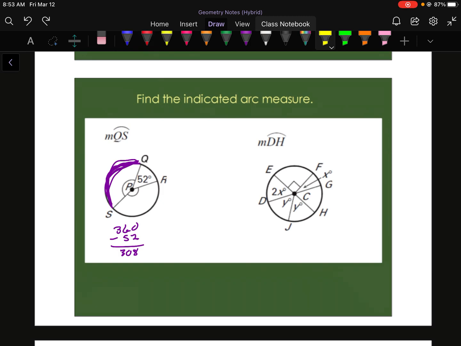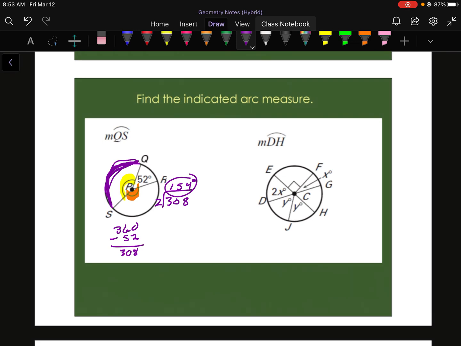Now, I don't know if you've noticed, but this little mark here and this little mark here tell you that those 2 angles are congruent. So you can just take 308 and divide it by 2. And that should leave you with 154 degrees. Okay, the next one, find the indicated arc measure, DH.